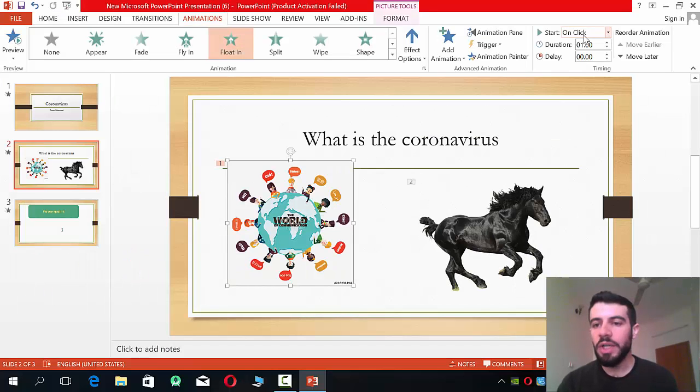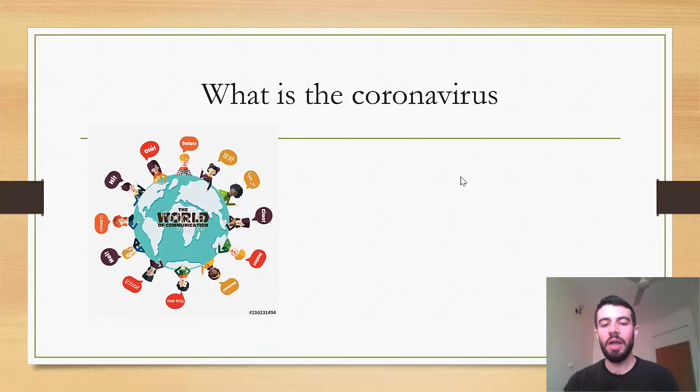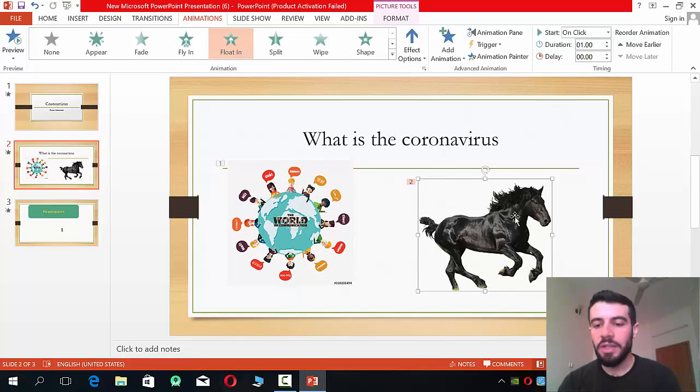Also I can change on click. That means there is nothing here. Now when I click, or just press page up or page down on the keyboard, I will see this. But now I can make it not like this. For example, the horse, and go not on click but with previous. That means the previous one is this. When this animation works, with the animation I want to see this also work.